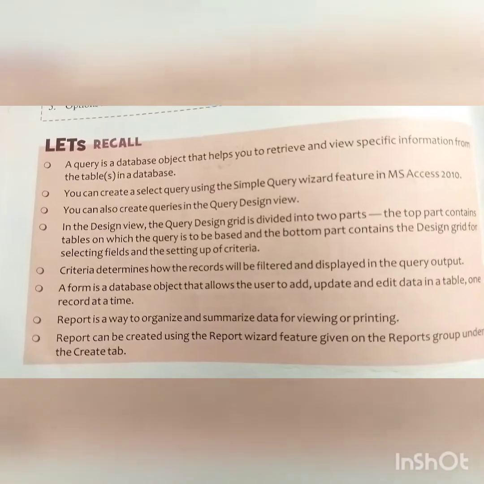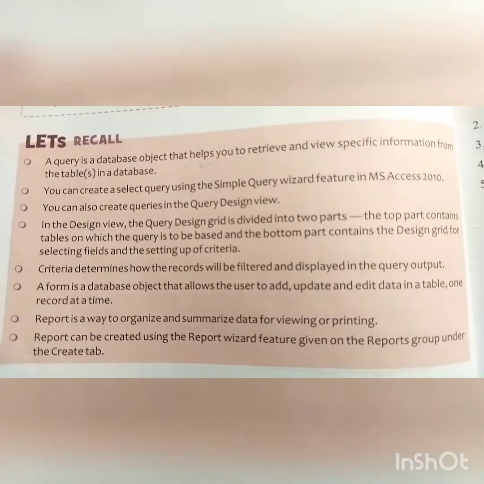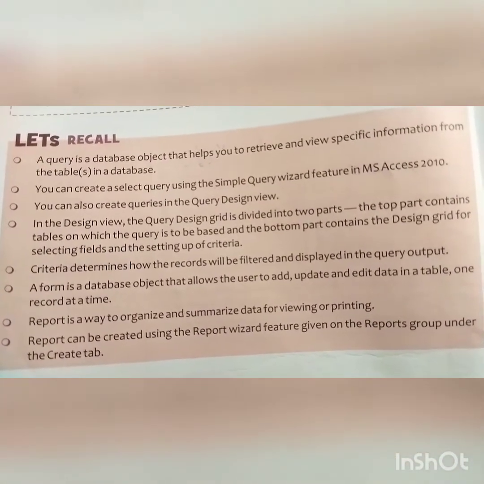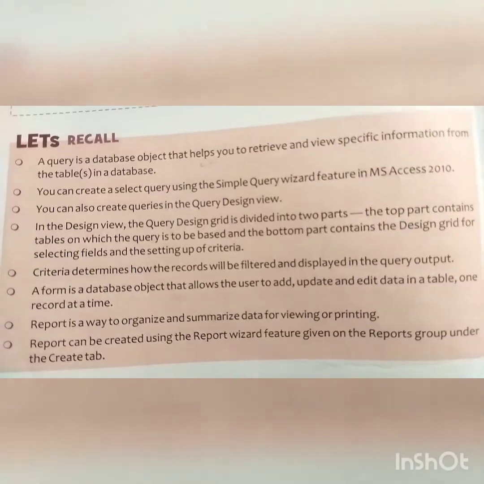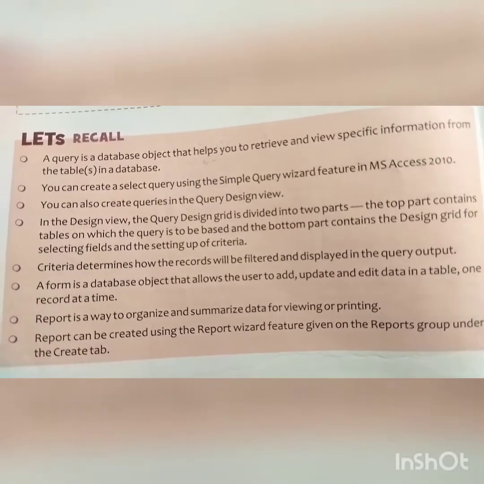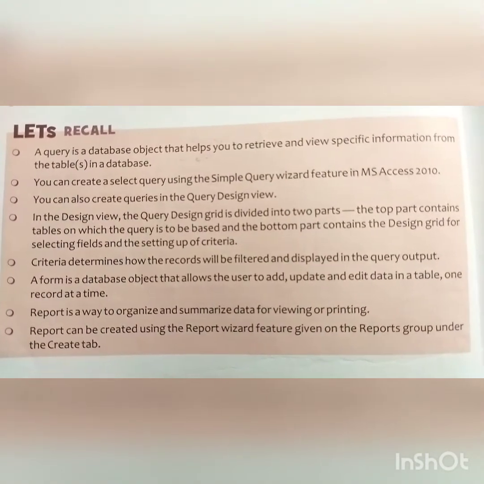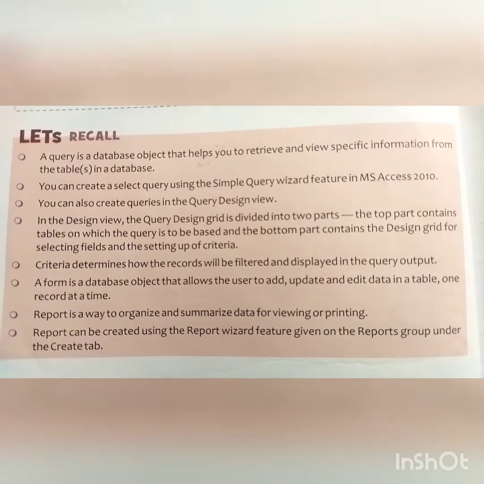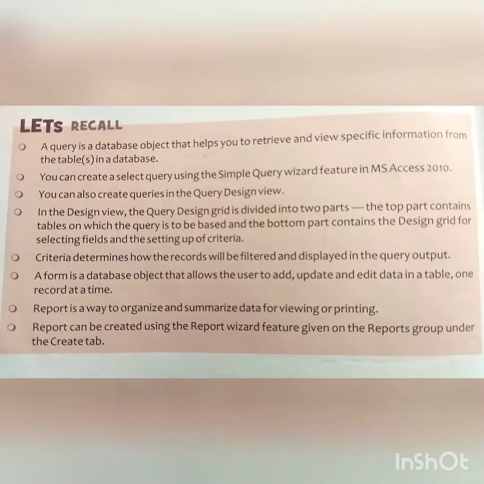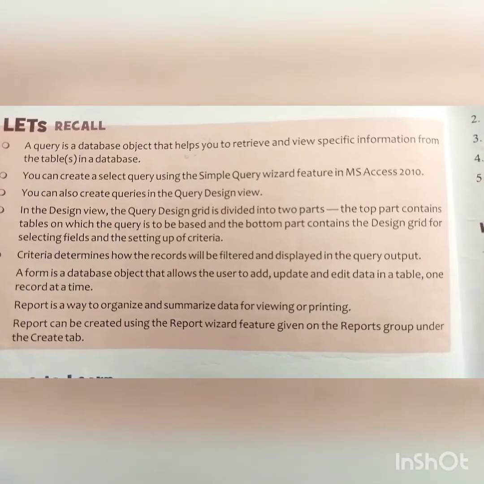Okay, now next, students, let's recall the parts. A query is a database object that helps you to retrieve and view specific information from the tables in a database. Then you can create a select query using the Simple Query Wizard feature in MS Access 2010. Then you can also create queries in the Query Design view. Next important point, in the Design view, the query design grid is divided into two parts. The top part contains the tables on which the query is to be based, and the bottom part contains the design grid for selecting fields and setting criteria. Criteria determine how the records will be filtered and displayed in the query output.